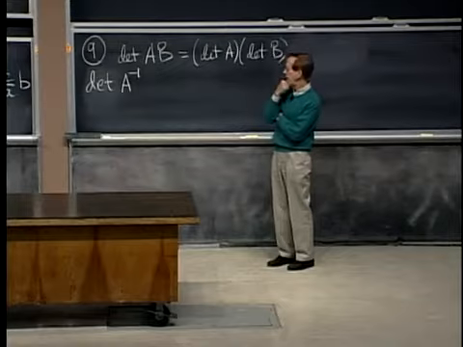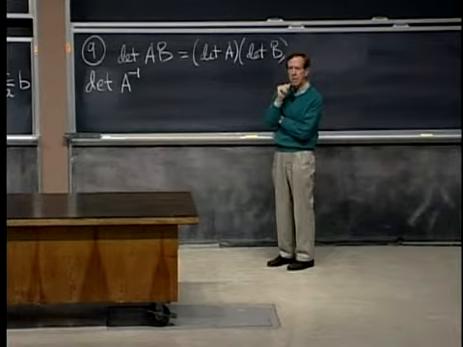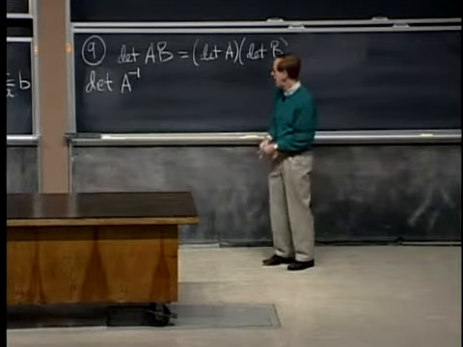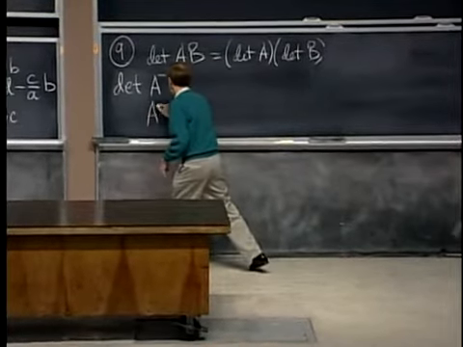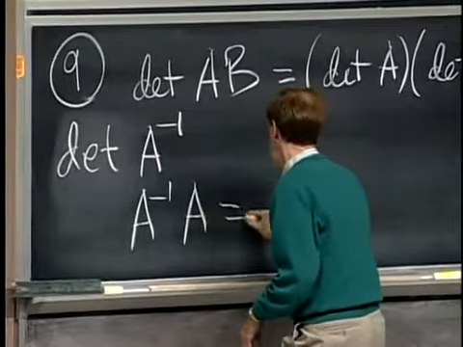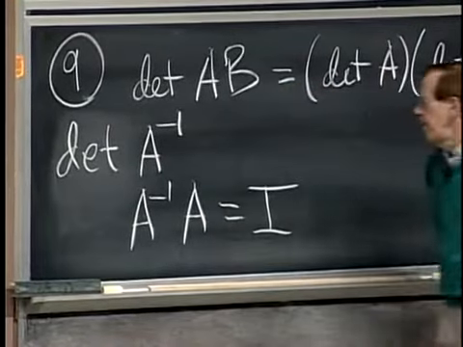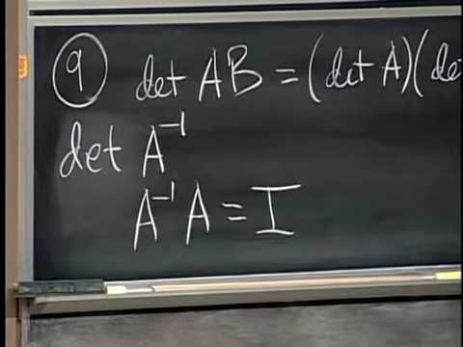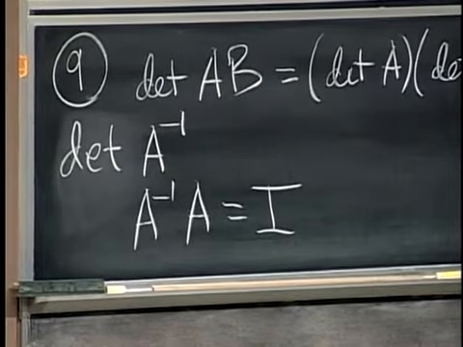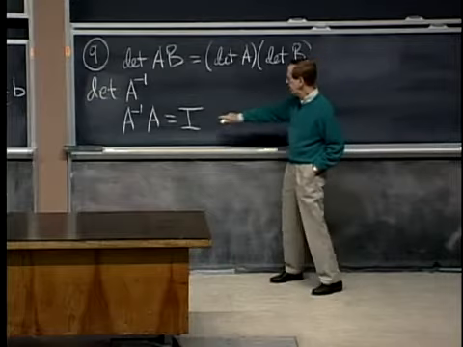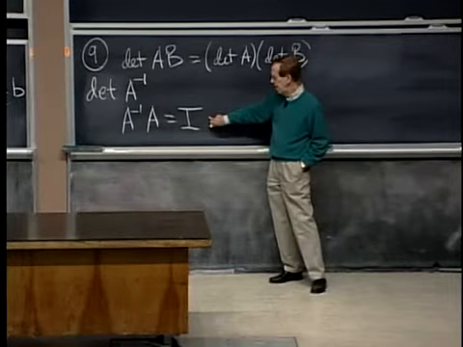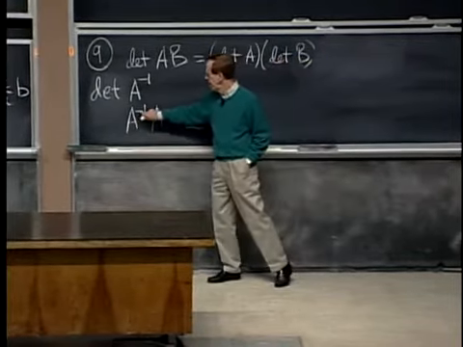What does this tell me about A inverse, its determinant? Okay, well, what do I know about A inverse? I know that A inverse times A is I. So what am I going to do? I'm going to take determinants of both sides. The determinant of I is 1. And what's the determinant of A inverse A?